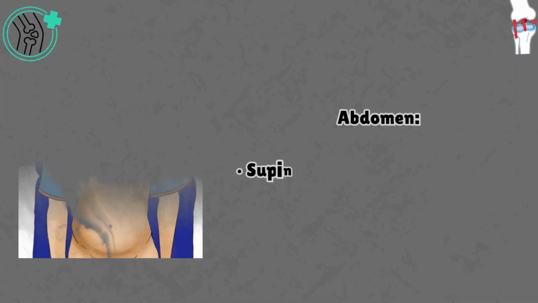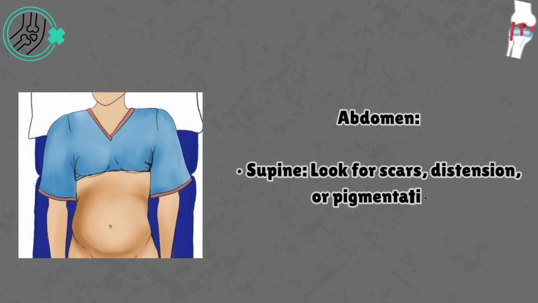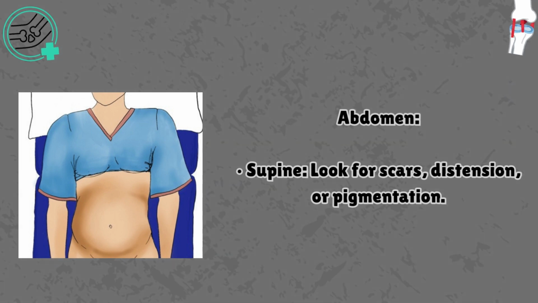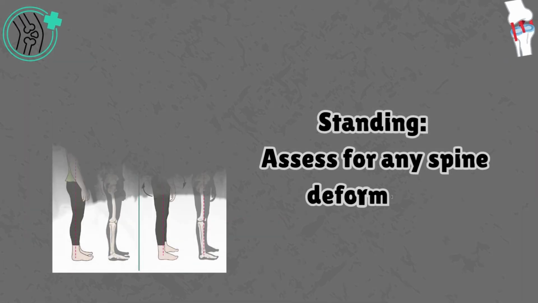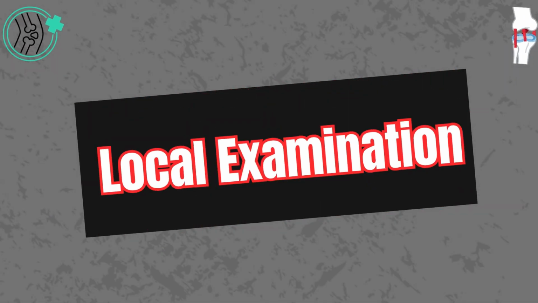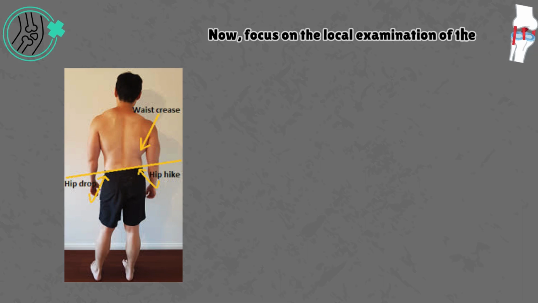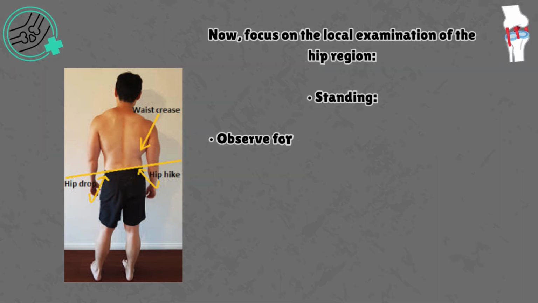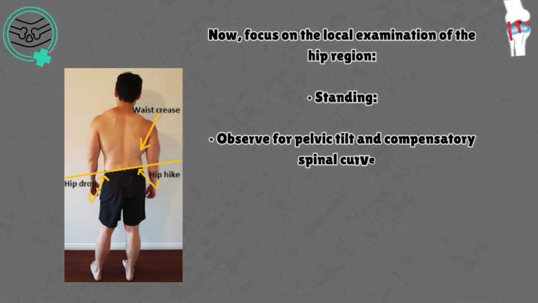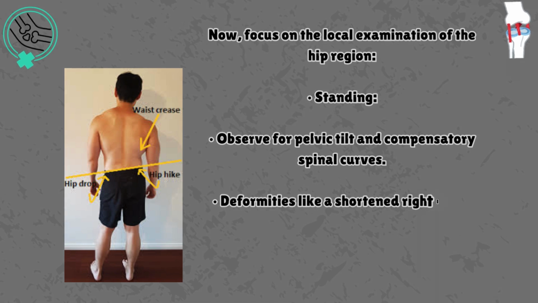Abdomen. Supine. Look for scars, distension, or pigmentation. Standing. Assess for any spine deformities. 3. Local examination. Now, focus on the local examination of the hip region. Standing. Observe for pelvic tilt and compensatory spinal curves.